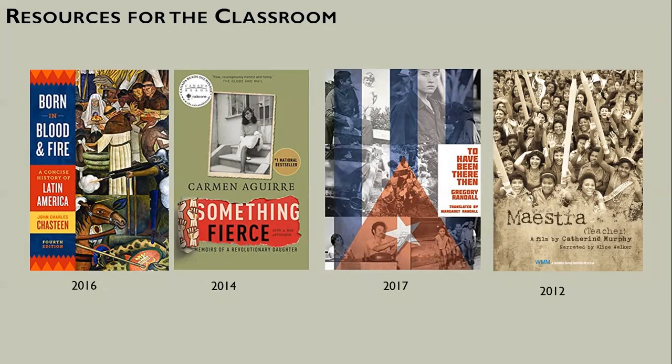Another is the book Something Fierce by Carmen Aguirre, which you see here, 2014, which is a firsthand account of the daughter of two Chilean dissidents who go into exile following the rise of the Pinochet dictatorship, who eventually return after receiving revolutionary sort of military training in places like Cuba and Central America, and spend time in exile, and they return to Chile with their daughter in clandestinity in an effort to take part in the rebellion against the Pinochet dictatorship.